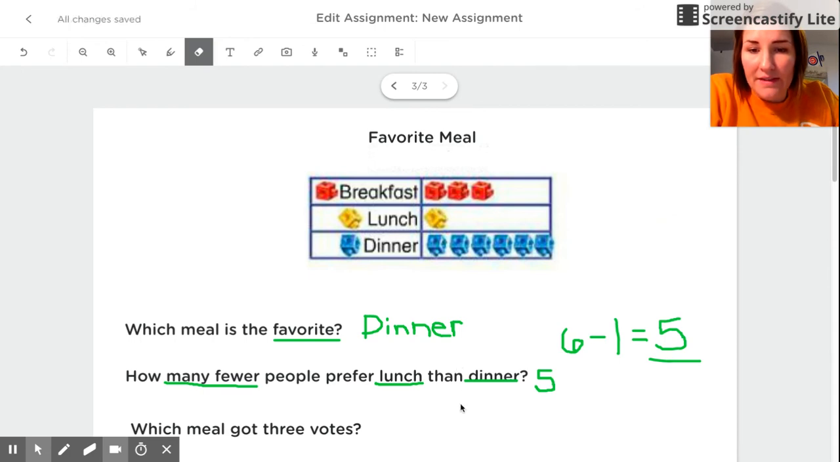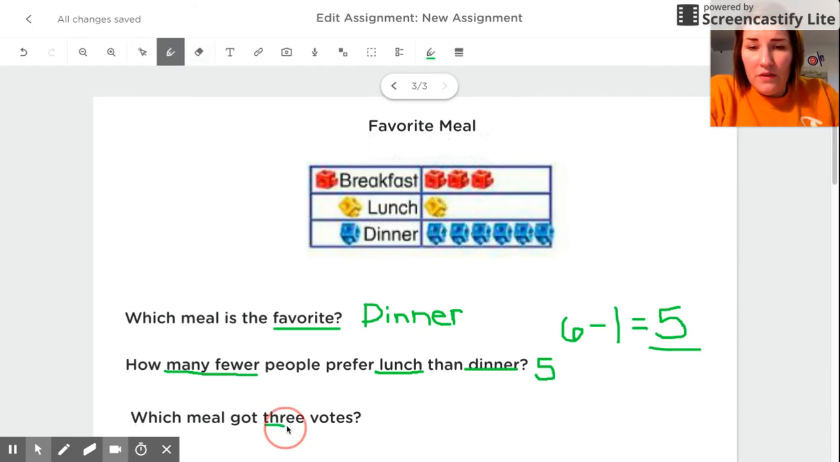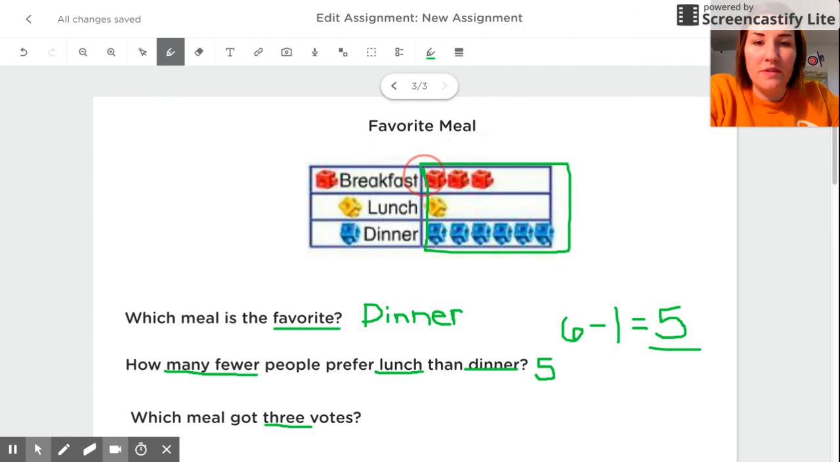Let's look at the last question, because this one can be another one that seems kind of tricky, but it's really not. Which meal got 3 votes? The important words there are 3 votes. So I could be looking at any of them. It's not asking me specifically about breakfast, lunch, or dinner. I just want to know which one had 3 votes. We have to be careful about looking at the correct part of the graph, the part that represents the information they took in their surveys. So all I have to do is see which one got 3. Well, dinner had 6, lunch had 1, and breakfast has 1, 2, 3 votes. So breakfast got 3 votes.